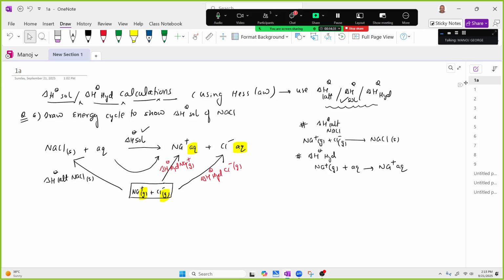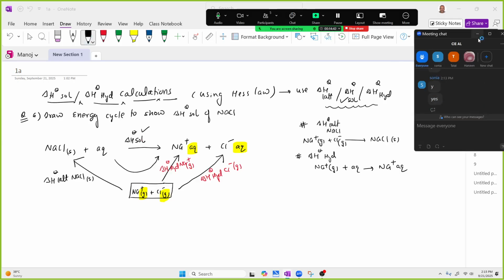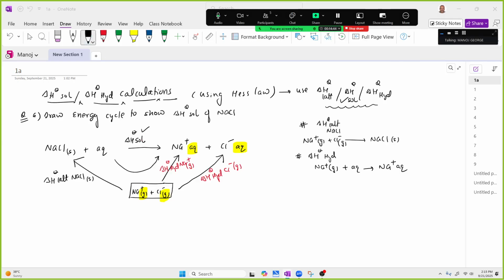So we just started with the calculation of delta H solution and delta H hydration. This is the first question going on. First of all, using Hess's law, how to draw the energy diagram of NaCl. So what I'm going to do now is give you the values. The value for this one is -771. Hydration for Na plus is -406. Hydration for chloride ion is -364. Can you use these values to calculate delta H solution?